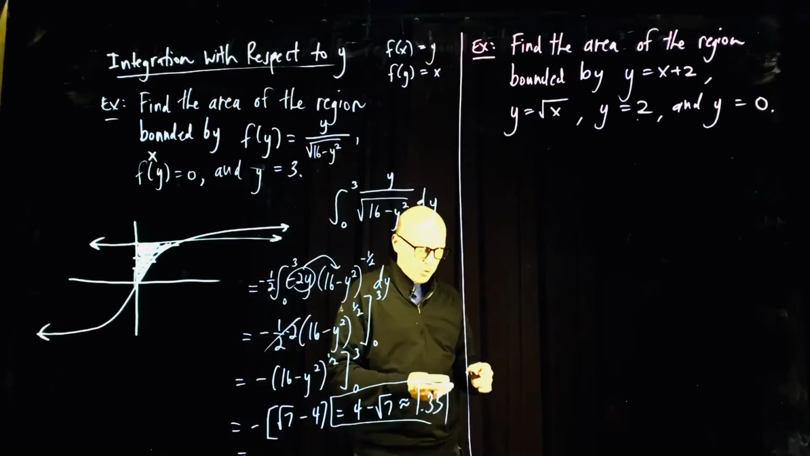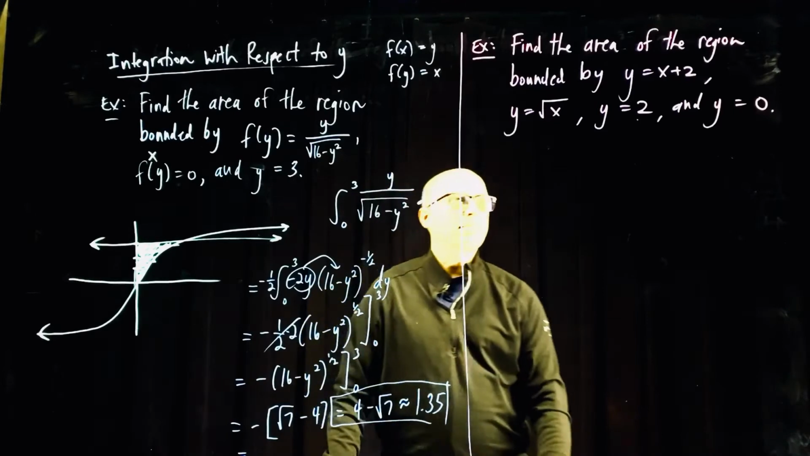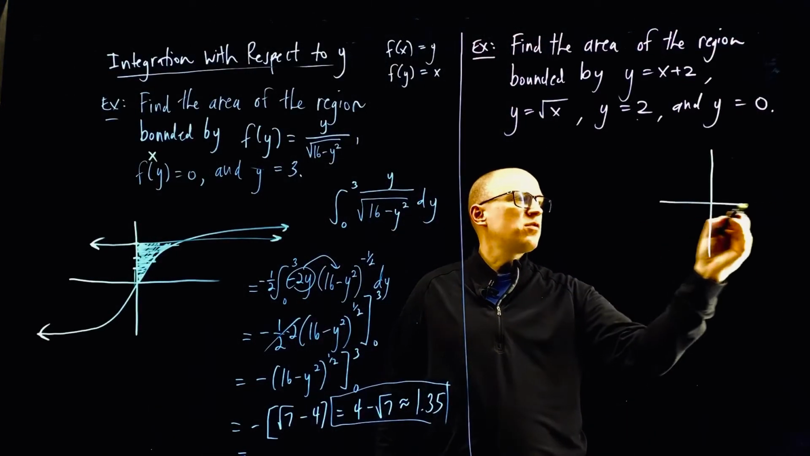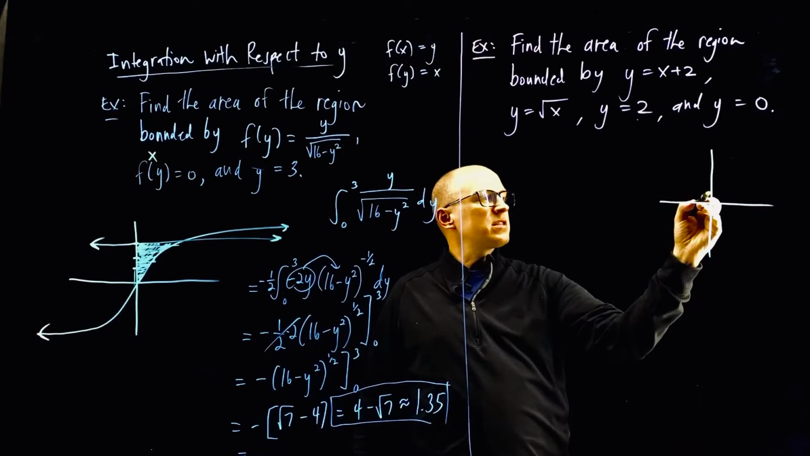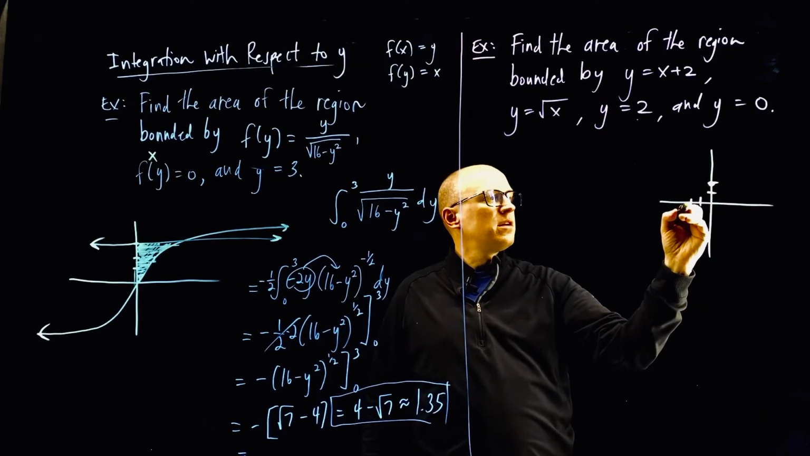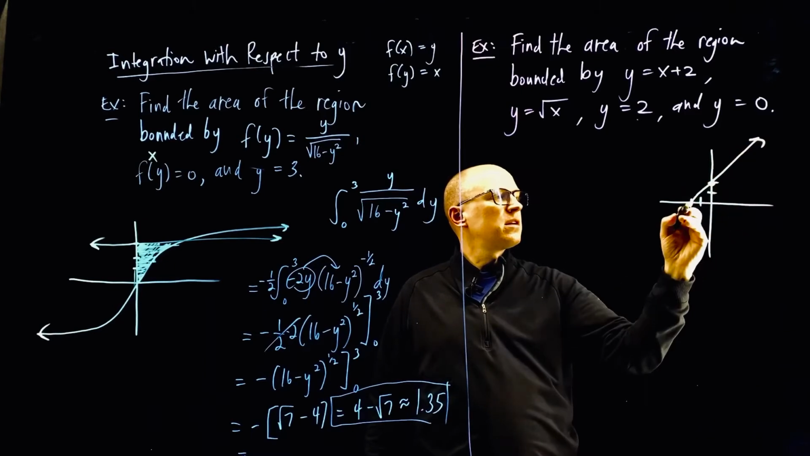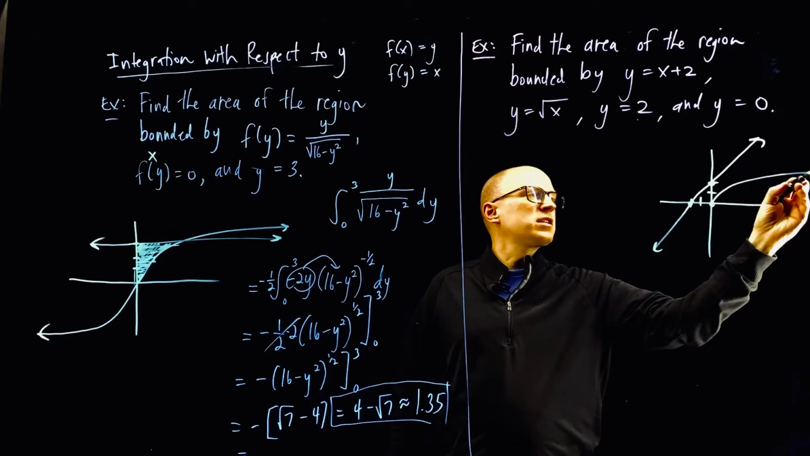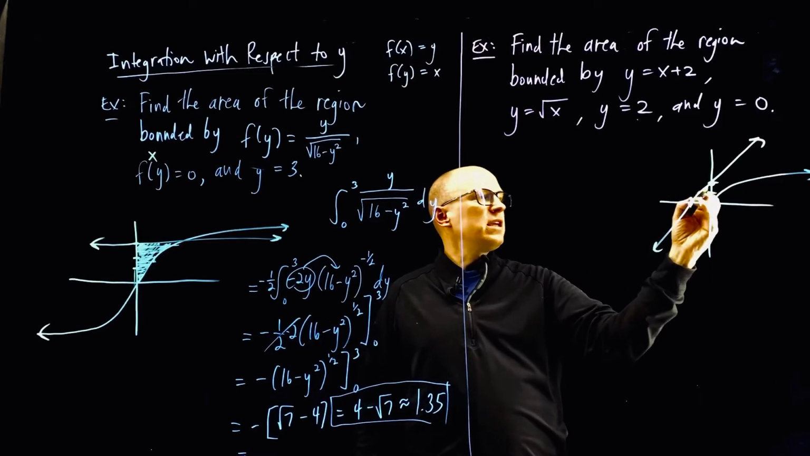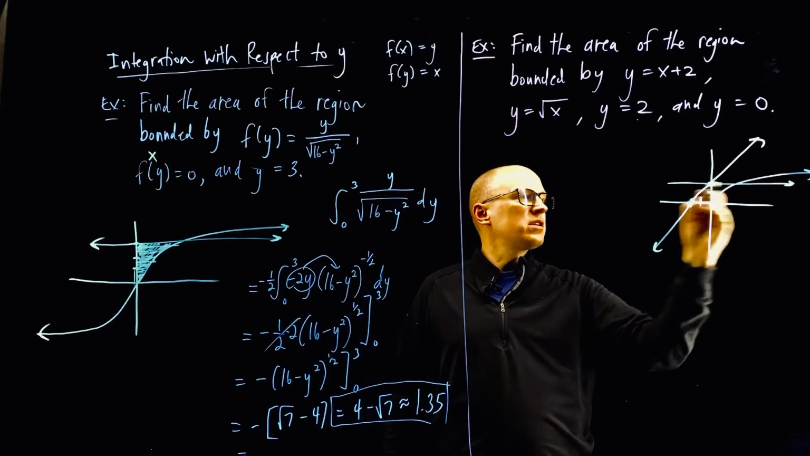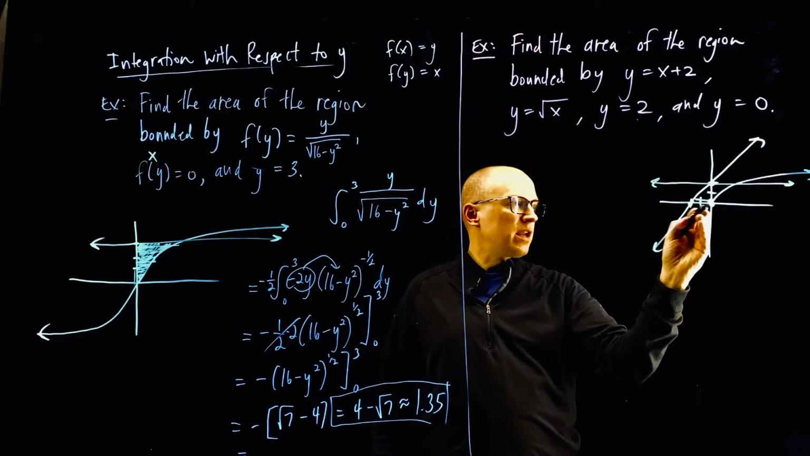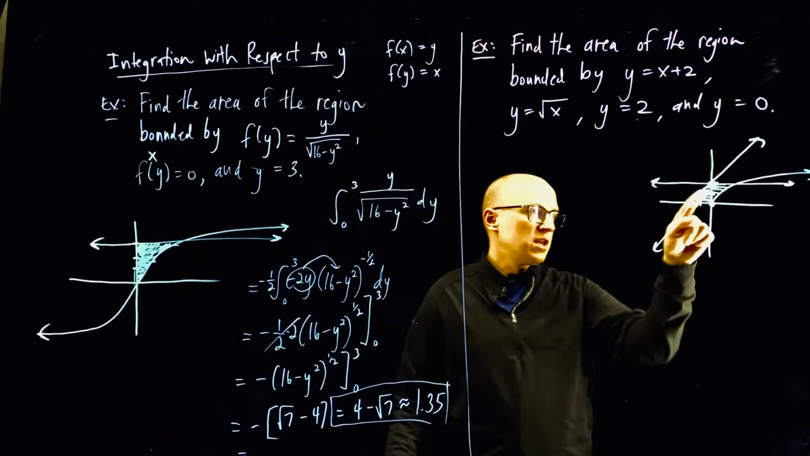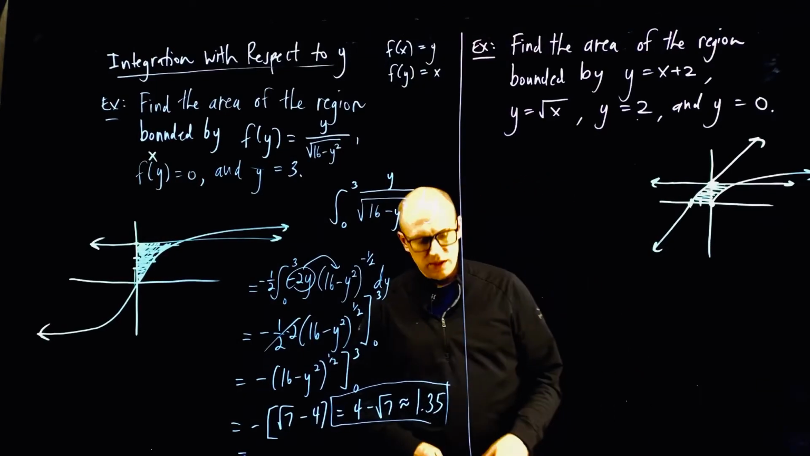All right, step 1 on these problems, I'm going to get a picture. Just going to help me make sense of this situation. So I want to know what's bounded here. So y equals x plus 2 looks like this. We've got y equals square root of x, we know that looks like that. Y equals 2 is going to be a line going this direction. Y equals 0 is right here. Here is the area, the region that's bounded.